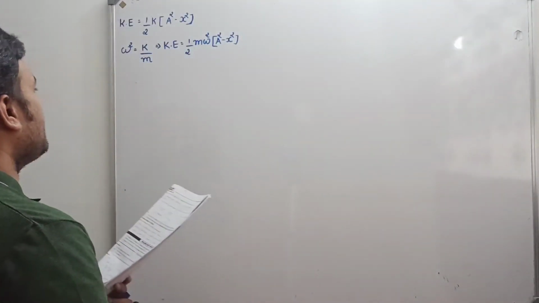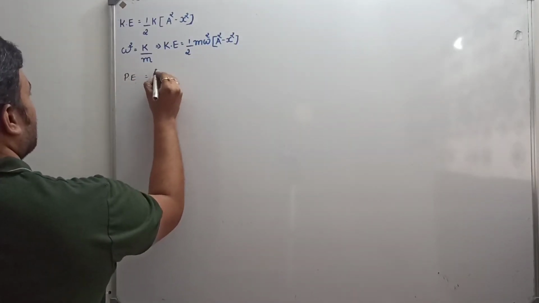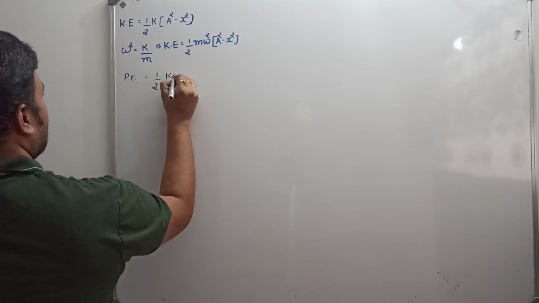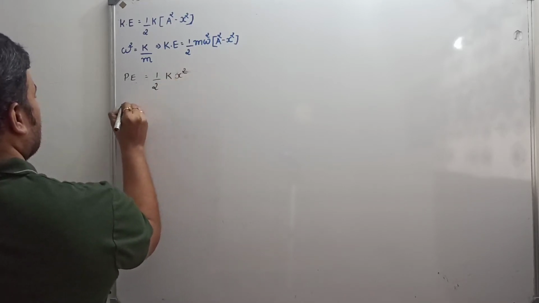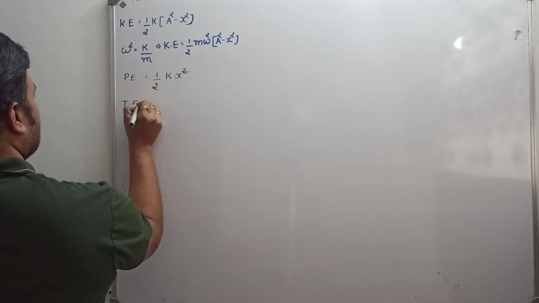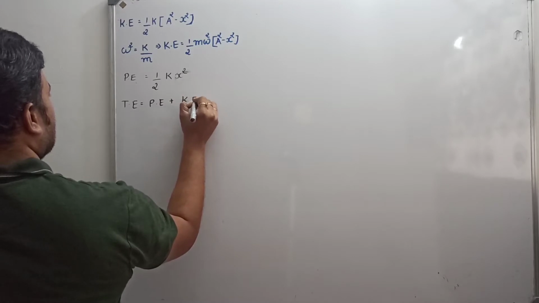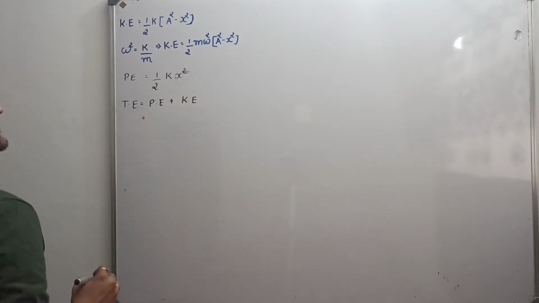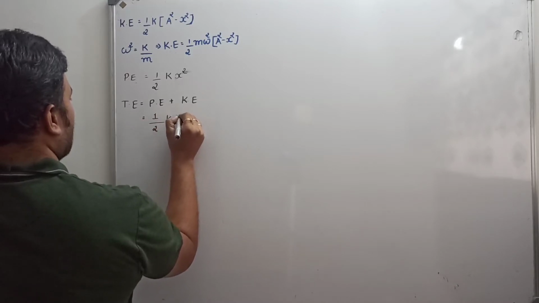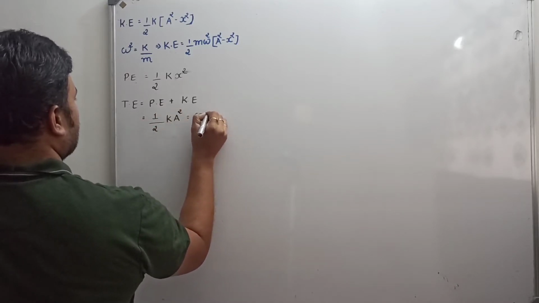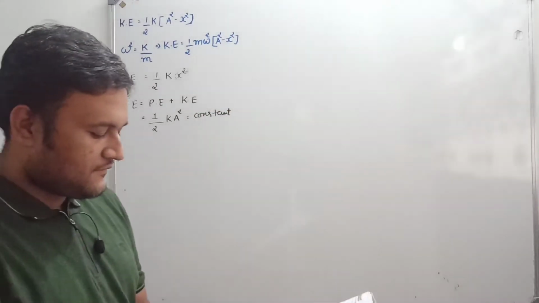Now, potential energy. The potential energy PE is equal to 1/2 k x square, and total energy TE is equal to potential energy plus kinetic energy. Potential energy plus kinetic energy, this is 1/2 k a square. This is a constant value.